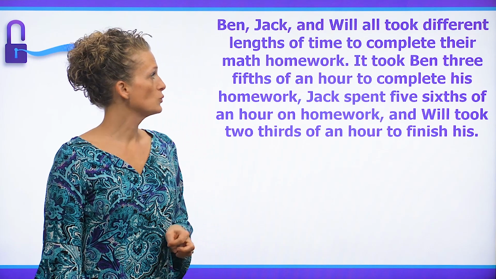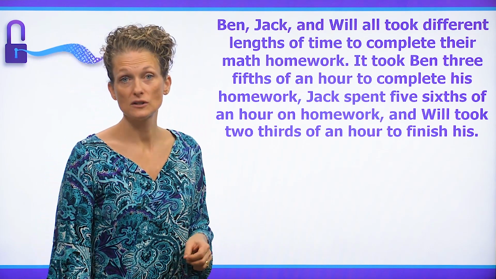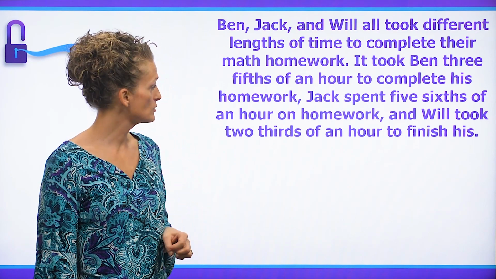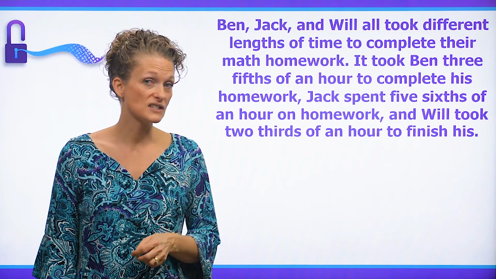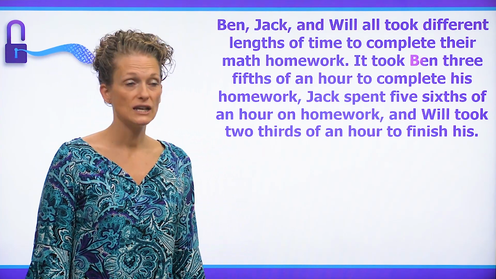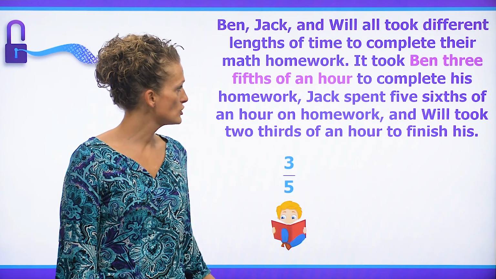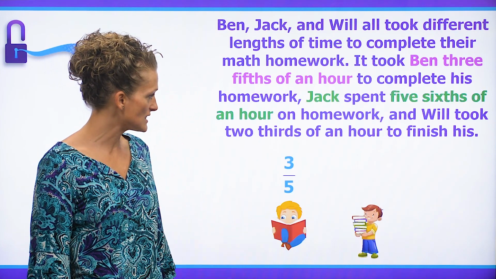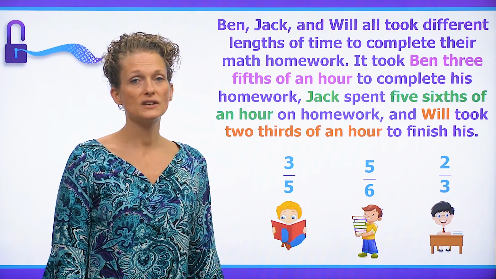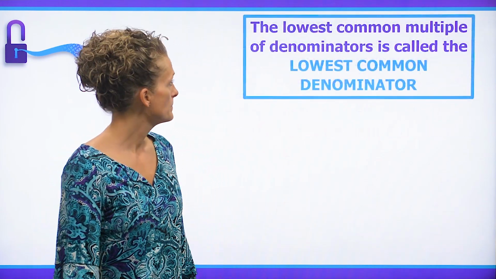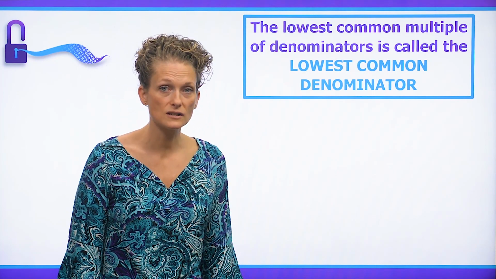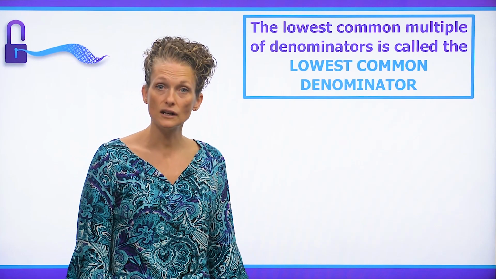Ben, Jack, and Will all took different lengths of time to complete their math homework. It took Ben 3/5 of an hour to complete his homework. Jack spent 5/6 of an hour on homework, and Will took 2/3 of an hour to finish his. All right, so if Ben took 3/5, Jack spent 5/6, and Will took 2/3, we can see that all of the denominators are different. So the lowest common multiple of the denominators is called the lowest common denominator.